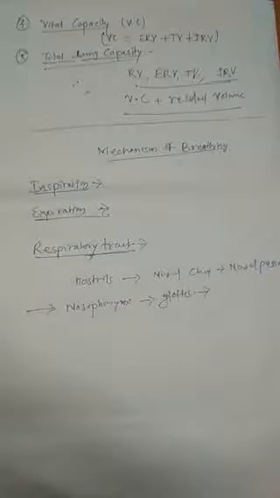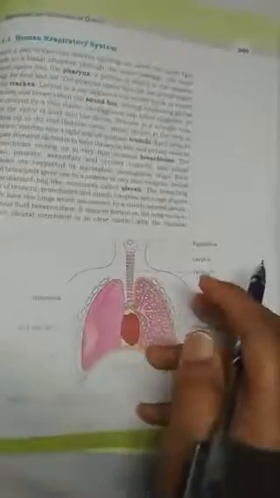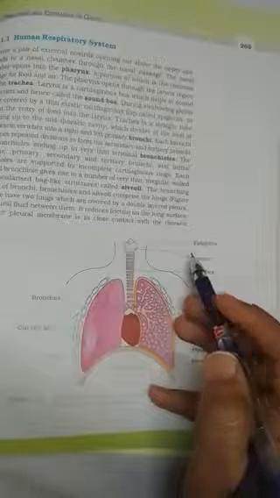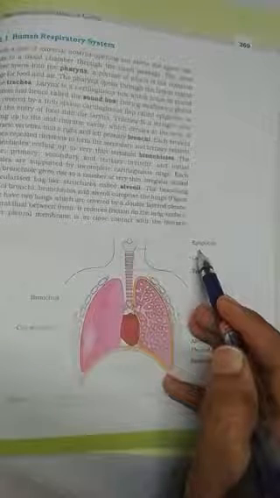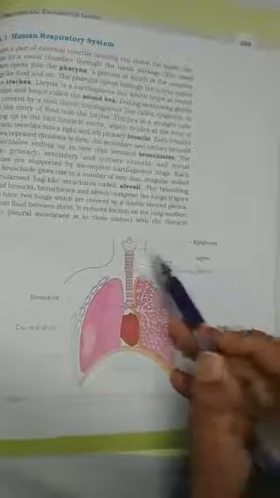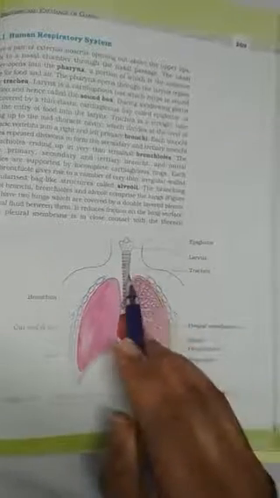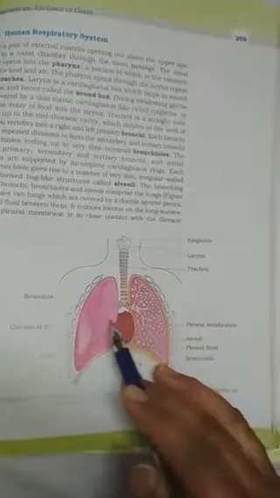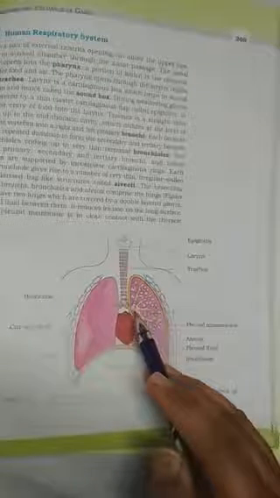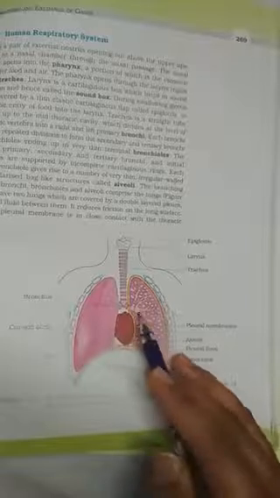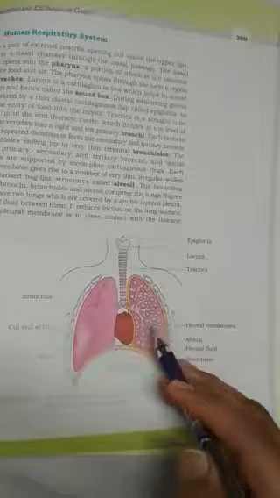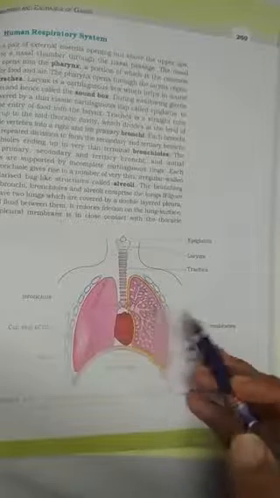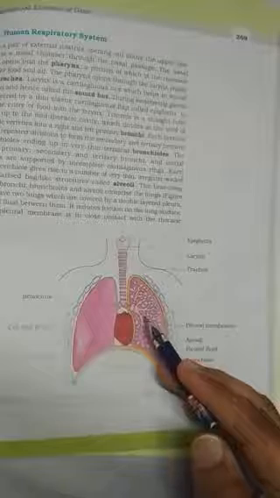Also a diagram is given in your textbook. That is glottis, then this is epiglottis. Okay, this is larynx, then trachea, then left and right bronchi, secondary and tertiary bronchi. These are secondary and tertiary bronchi, and bronchioles, subdivisions of bronchi, that is bronchioles.